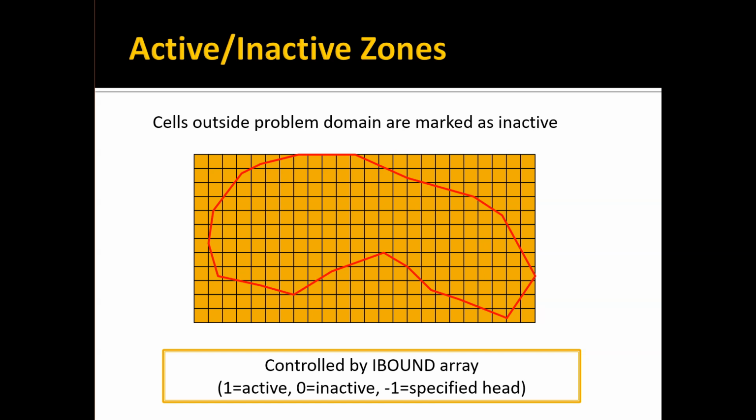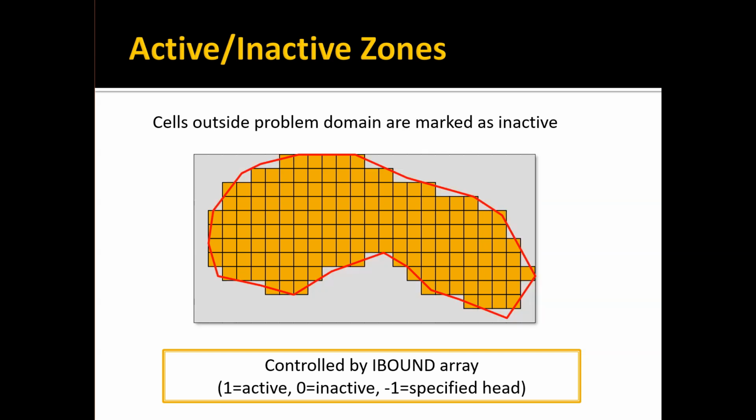So basically what you have to do to get that proper shape is you take all of the cells that are outside that model domain and you mark them as inactive, and the cells that are inside that domain you mark them as active. And this is controlled through an array of integers called the IBOUND array. And typically the values are 0, 1, and -1. Technically it's positive, 0, and negative, but usually people use 1, 0, and -1.